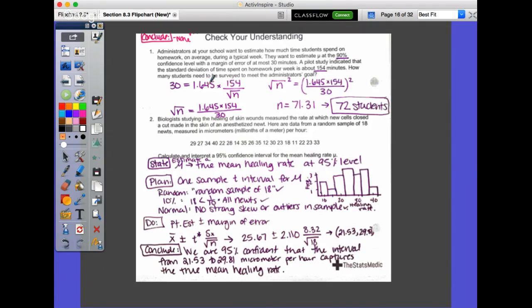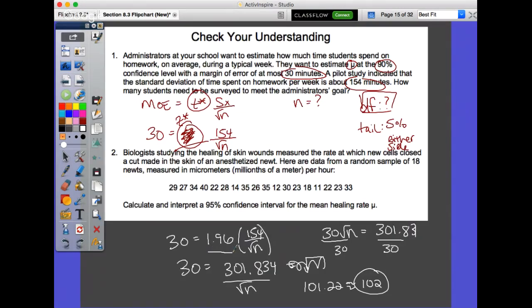So it should be here. Same process: multiply here, divide by 30, get the square root of n by itself, square it, and there we go. So this was for 95% confidence. Just be sure that it was for 90%, and that's my fault. But I just want to make sure we go over that process.